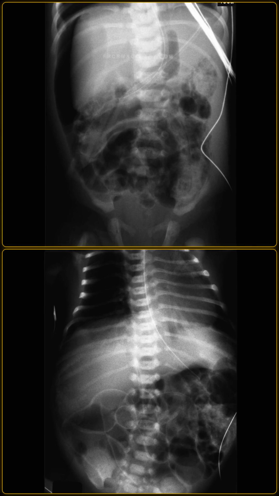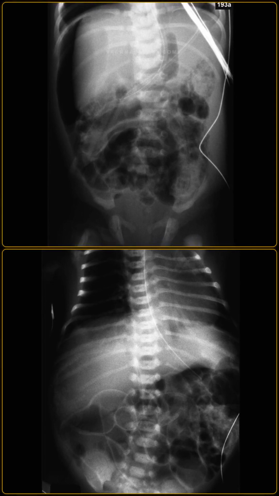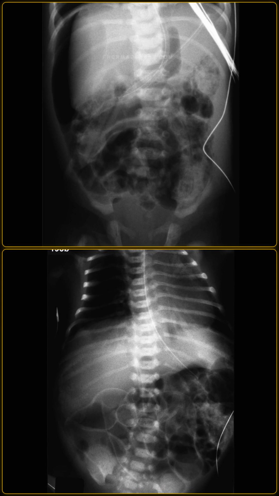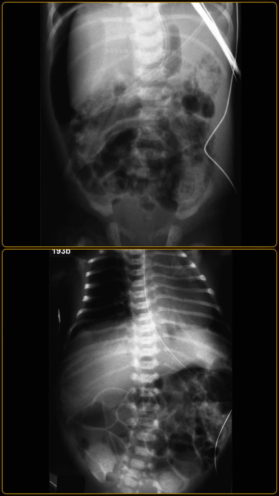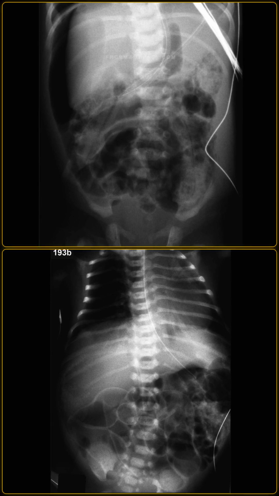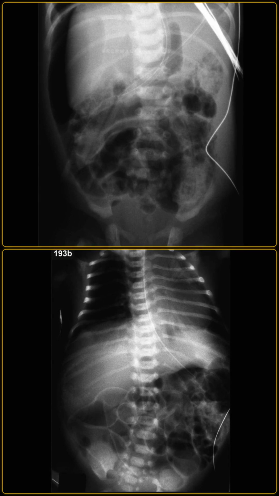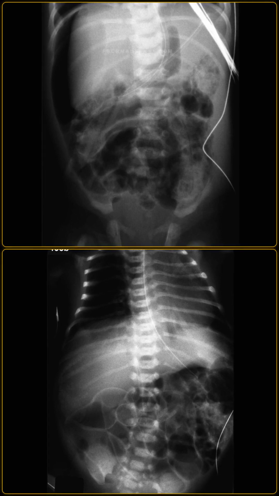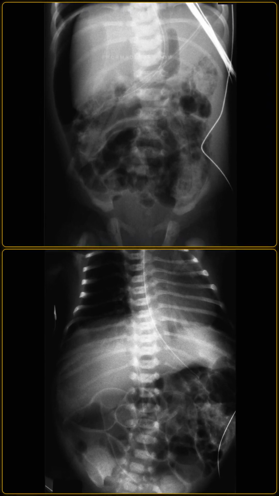These calcifications confirm antenatal meconium peritonitis, indicating that bowel perforation occurred in utero, allowing meconium to spill and calcify in the sterile peritoneal cavity. If a contrast study is required to evaluate for distal bowel obstruction, barium is absolutely contraindicated due to the risk of severe barium peritonitis in the setting of potential perforation. Instead, water-soluble contrast must be used.